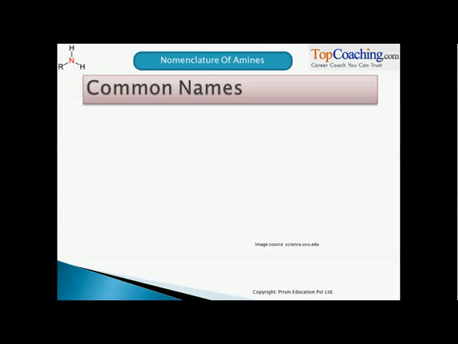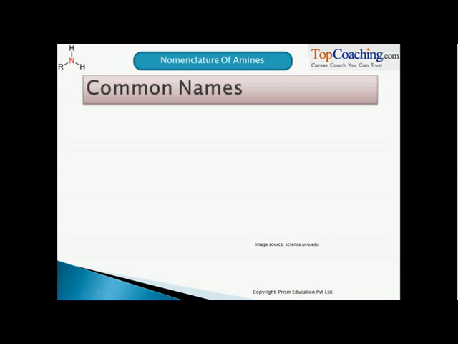Friends, now that we know the structure of amines and their classification too, let us see how we name those ammonia derived compounds known as amines. Just to recall, amines are derived from ammonia by replacing one or more hydrogen atoms of the ammonia molecule by an alkyl or an aryl group.